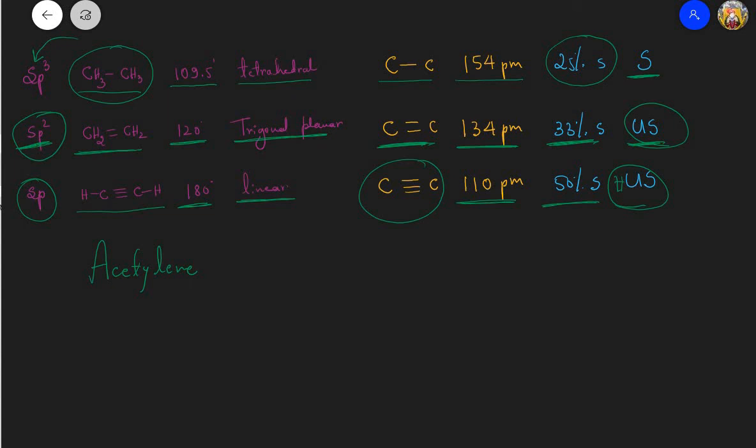So far we have learned hybridization with respect to sp3, sp2 and sp. In the next class we are going to conclude with hybridization involving d orbitals also.